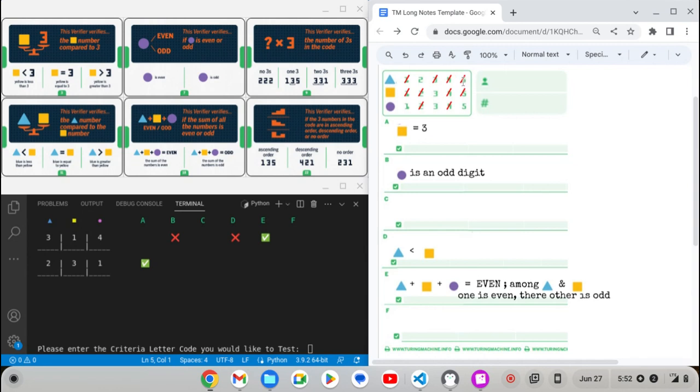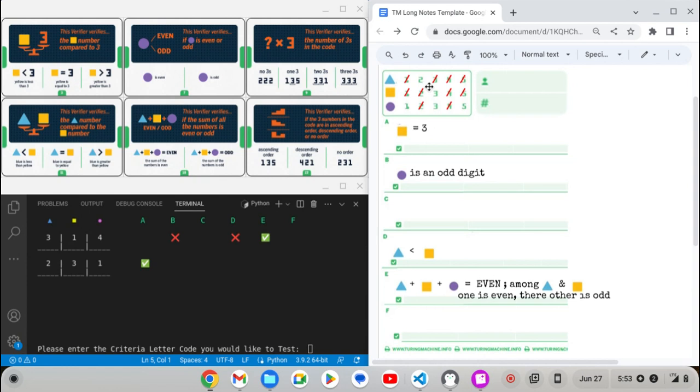Okay, and that was, yeah, that was just for criteria card A. Okay. Well, I guess we don't know the number of 3s. 2, 3, 3, 231, 235. Is there anything? Yeah, so those are both odd, so the sum's going to be even.